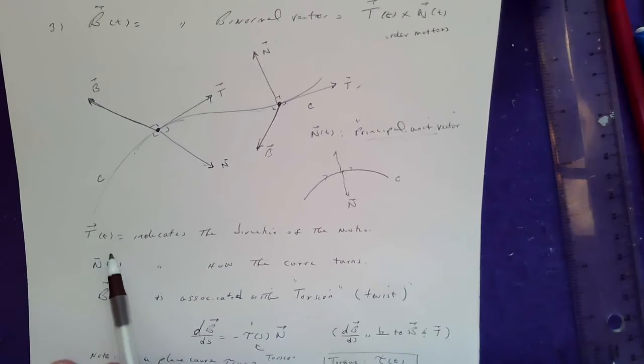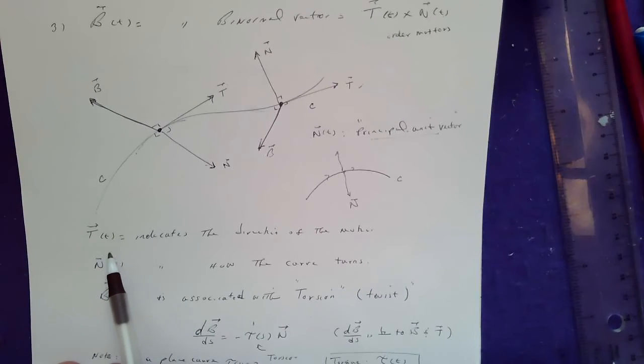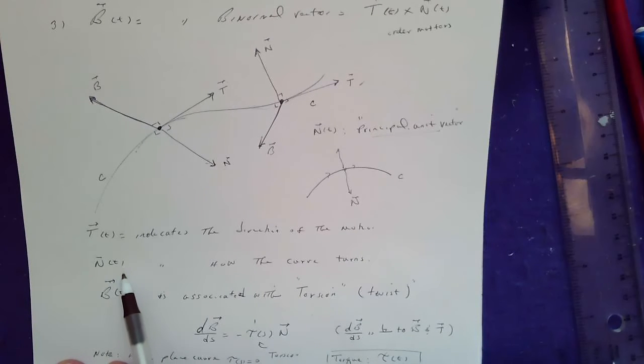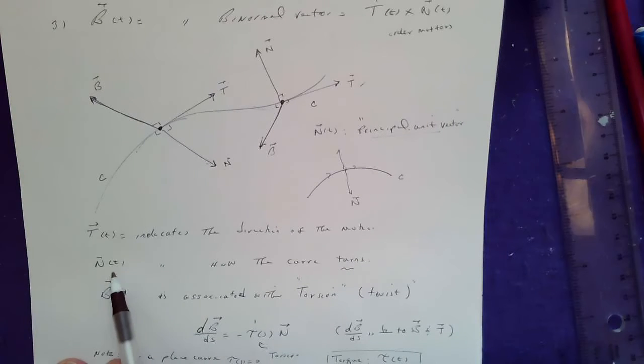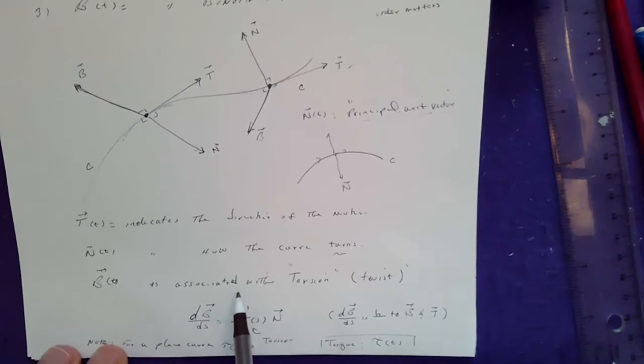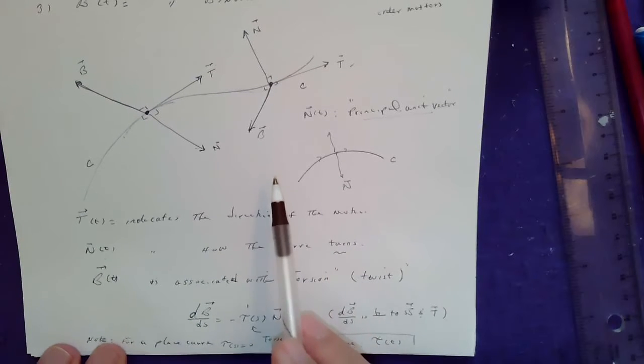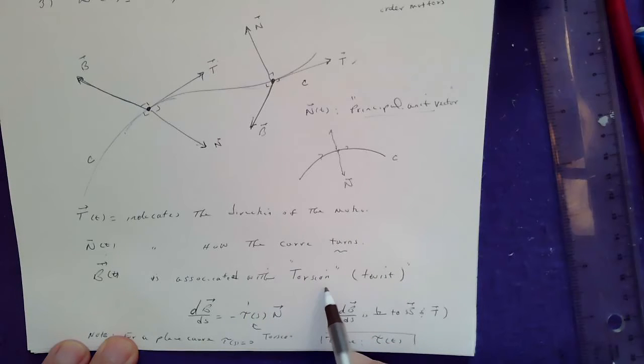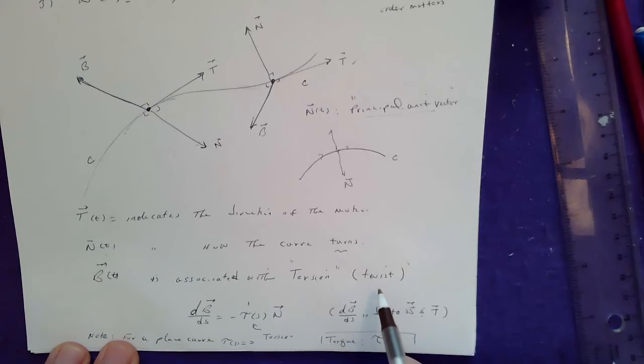So the question is, what is the unit tangent vector good for? It indicates the direction of the motion. What about the normal vector? It indicates how the curve turns. What about the binormal? Well, the binormal is perpendicular to both the tangent and normal vectors, and is associated with a concept called torsion. Torsion is the amount of twist on the curve. Okay, not bend, but twist.